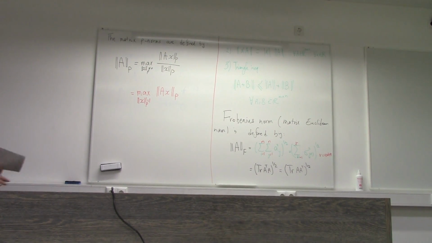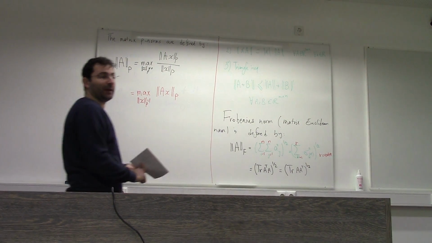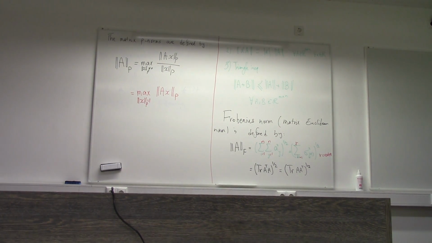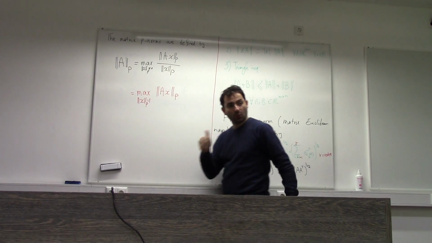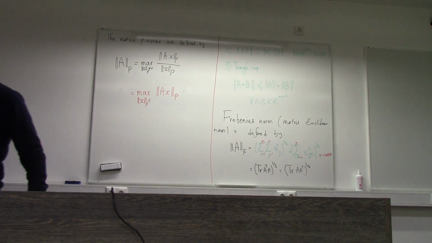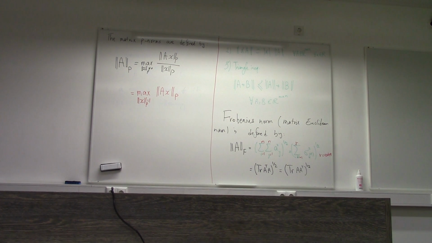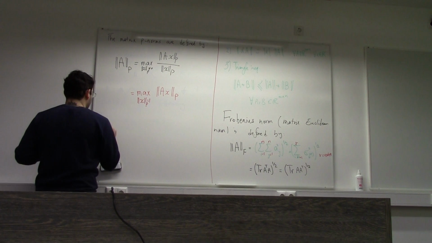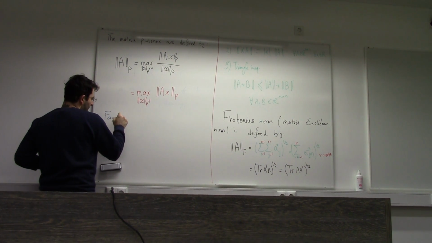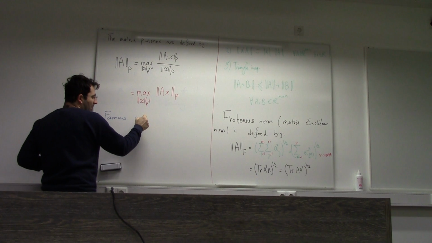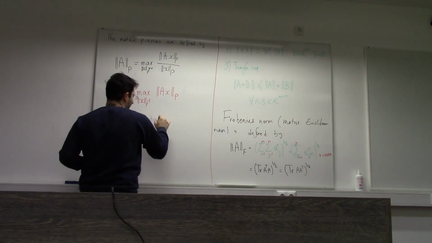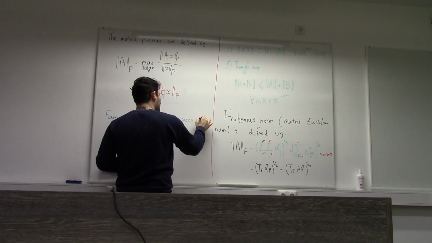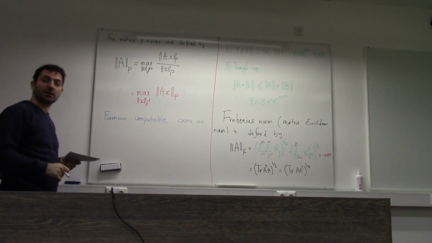Now, this is the general P norm, and as we remember from the vector norms, there are three norms which are very well known to us: norm 1, norm infinity, and norm 2. So let's see how we can calculate them. The famous computable cases are, so we understand that some of the P norms are not really easy to calculate.